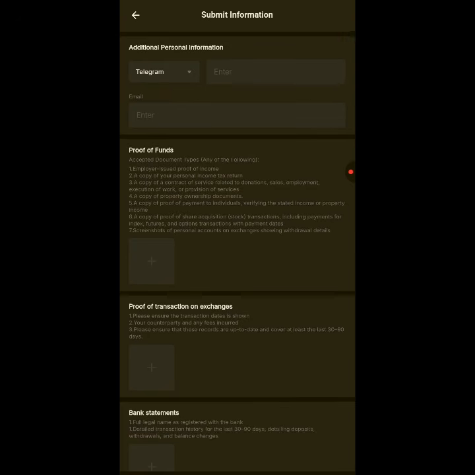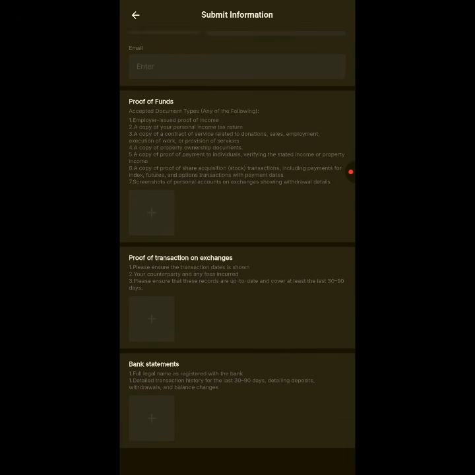Put in your email. Proof of fund: show that you have money in your bank account. You have to submit your bank statement. It's called the proof of fund. It shows that you have money, so that they can know that you can trade. That's what the proof of fund means. You can read it well.